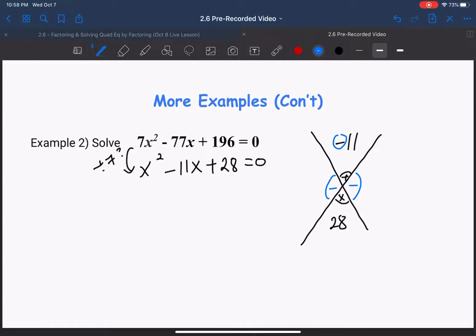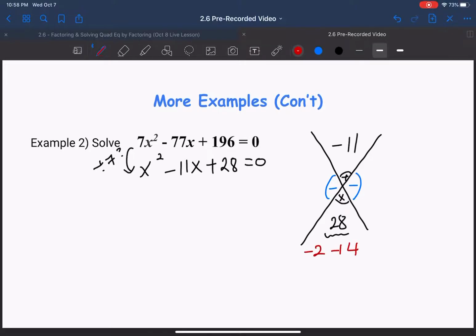Why? Because negative times negative will give you positive. And then I have, let me rewrite, positive 28, isn't it? So let's find the two numbers. 28, I can do 2 times 14. They both have to be negative.